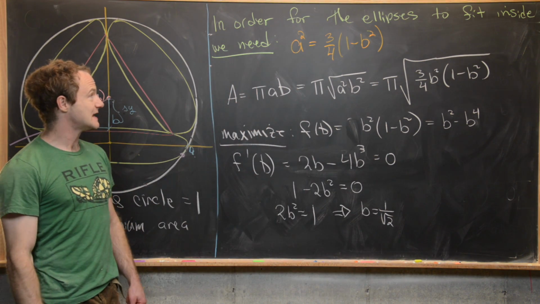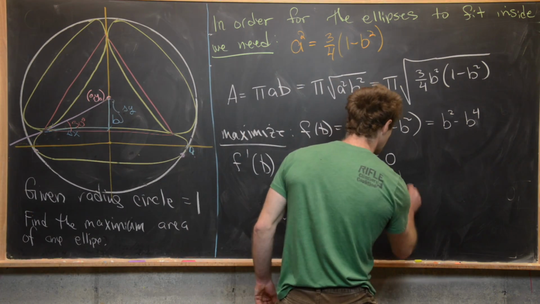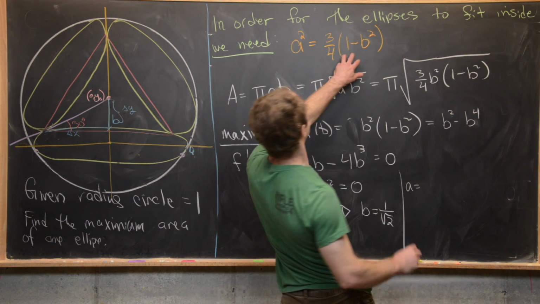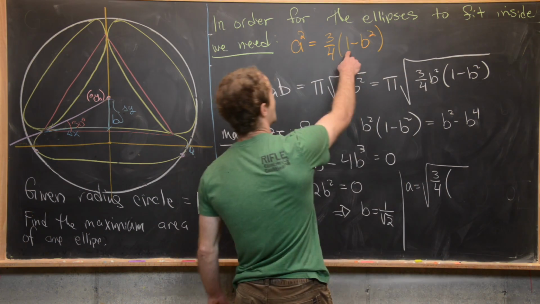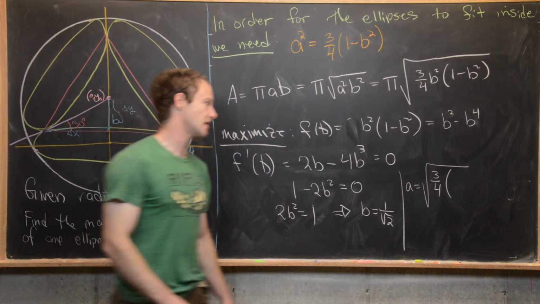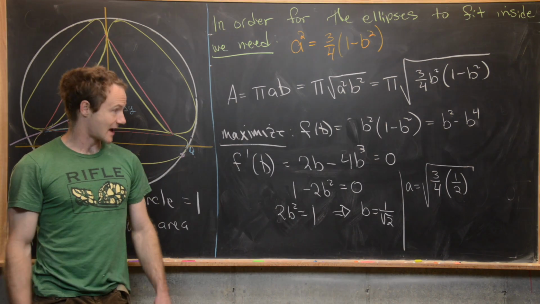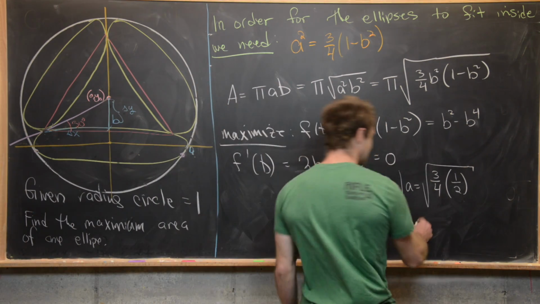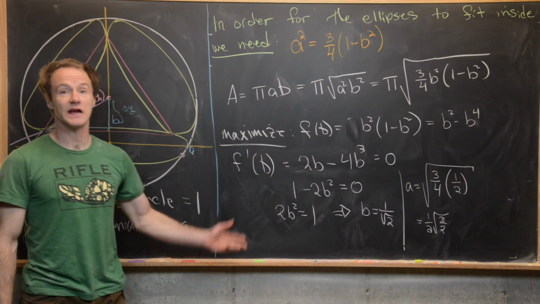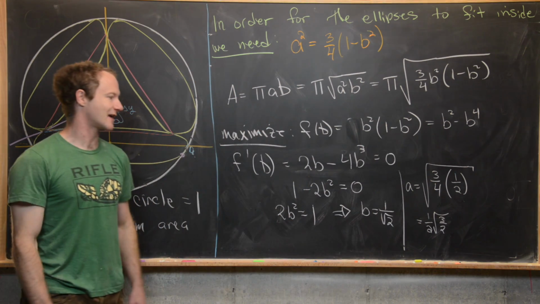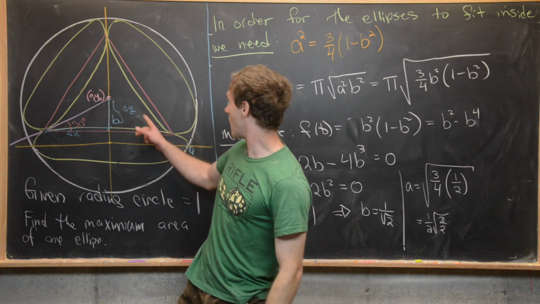Okay, but if b is equal to 1 over the square root of 2, we can find out what a is as well. So notice a is going to be equal to the square root of this object. So it's the square root of 3/4 times (1 minus b squared), but 1 minus b squared is 1/2 here. So we get something like that. Okay, so that simplifies actually quite nicely to 1/2 times the square root of 3/2. Nice, so we found our major and our minor axis measurements that will create the maximum area of this ellipse.